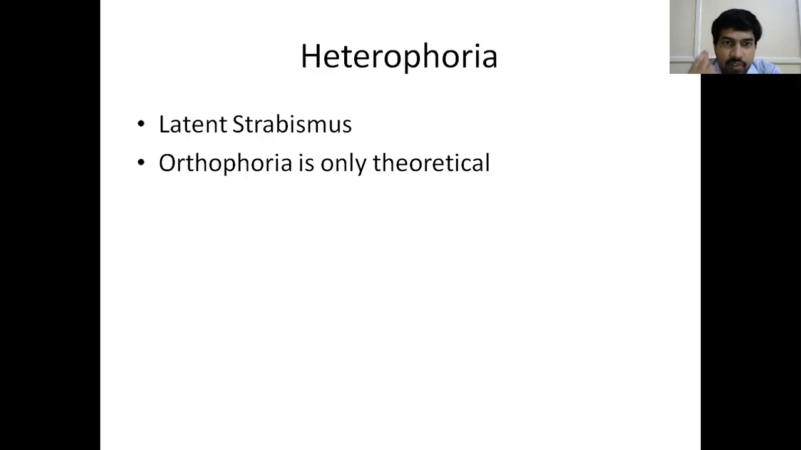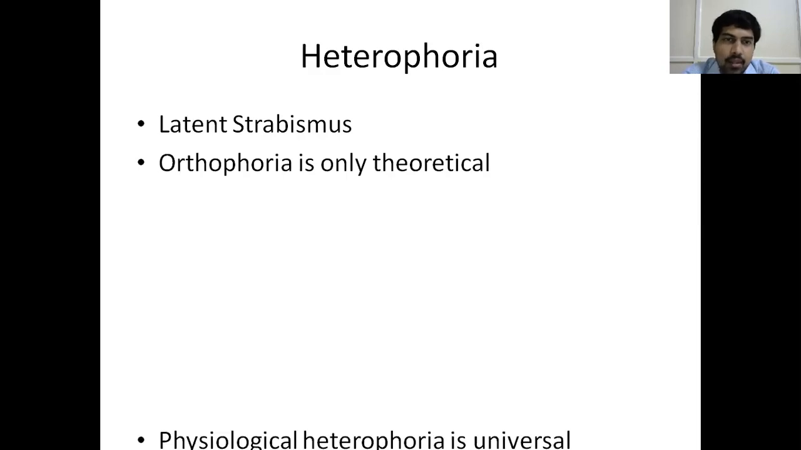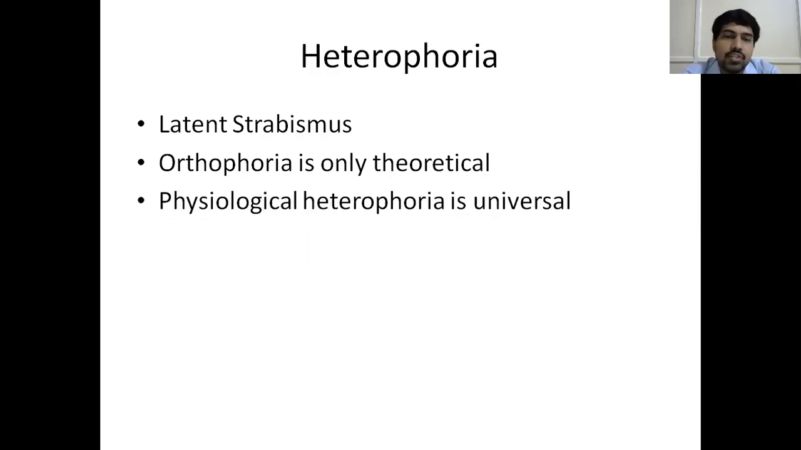Usually it is seen in the form of exophoria. Even if you perform a cover test for our eyes, you can see some amount of deviation of the eyeball. So orthophoria is only a theoretical entity. Each and every one of us has some amount of latent strabismus or heterophoria, which becomes prominent on performing some tests. But it is not that significant as to cause some disability for us. So orthophoria is theoretical. Physiological heterophoria is universal.